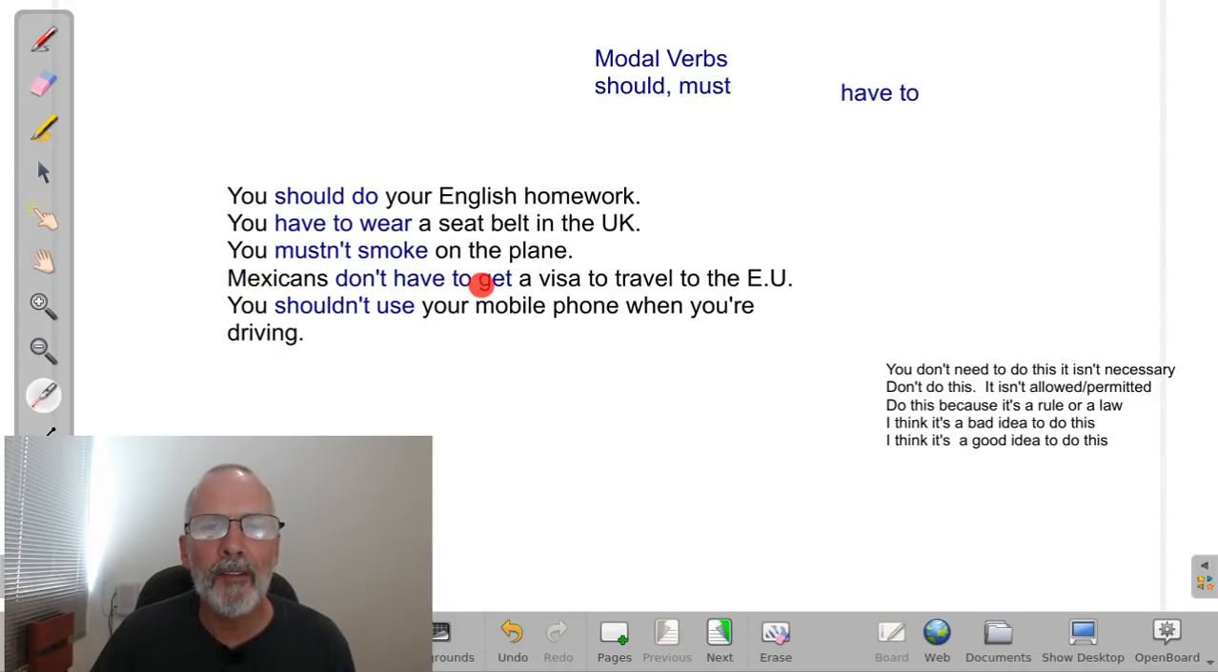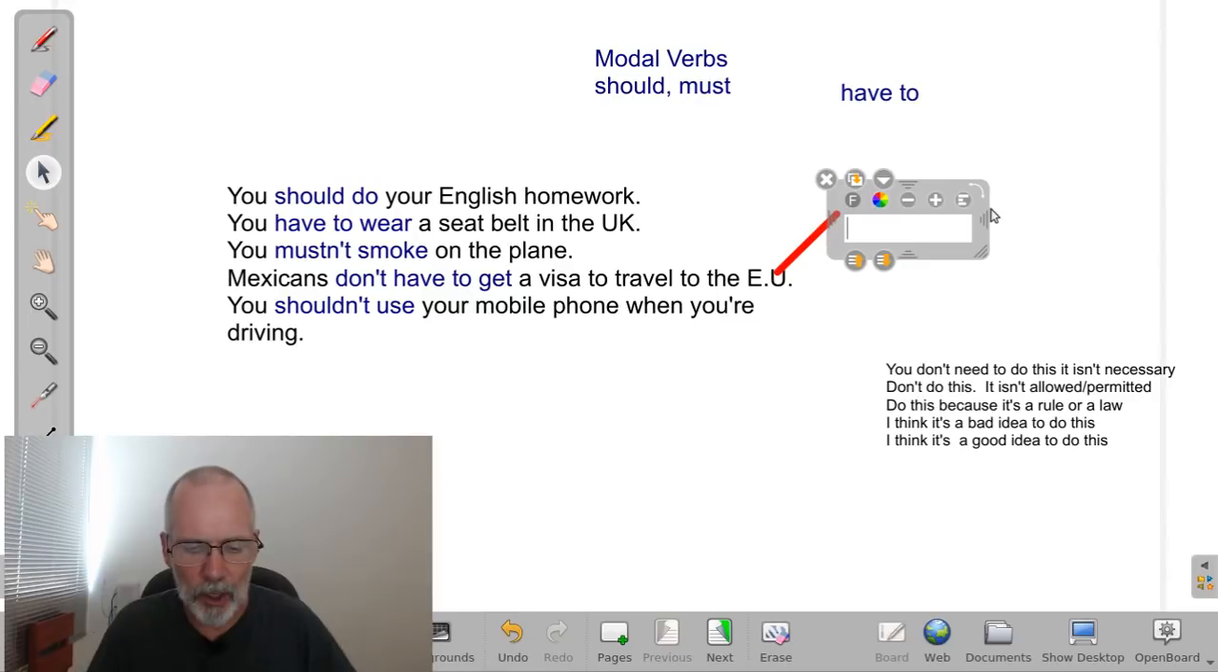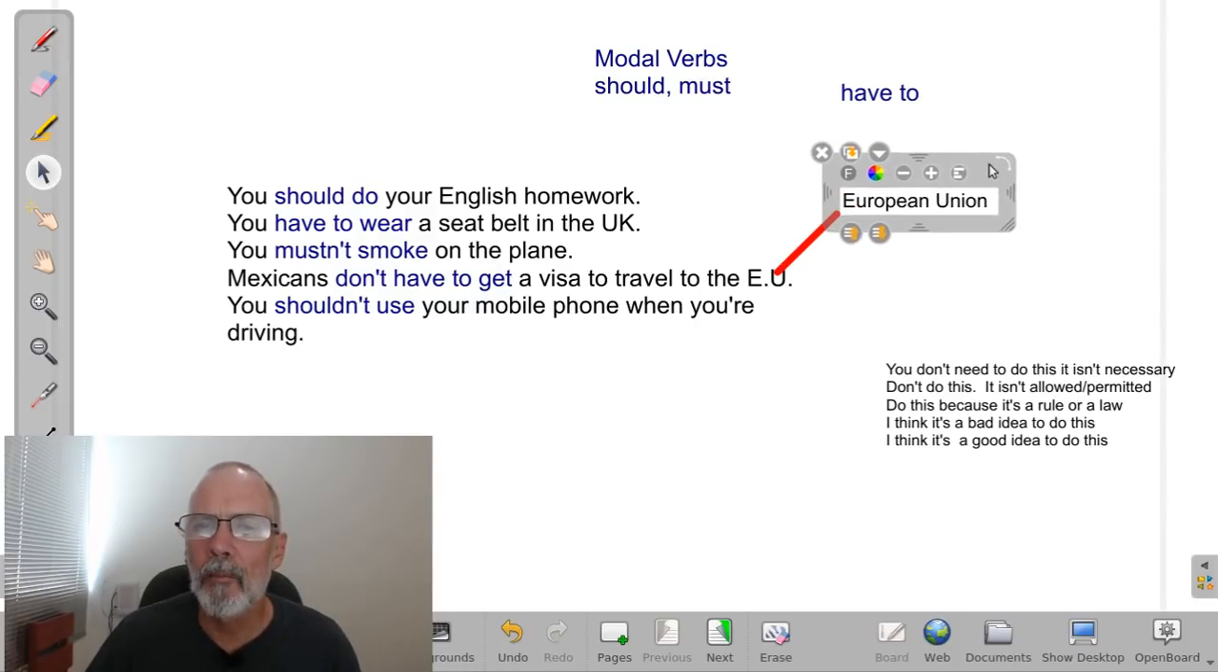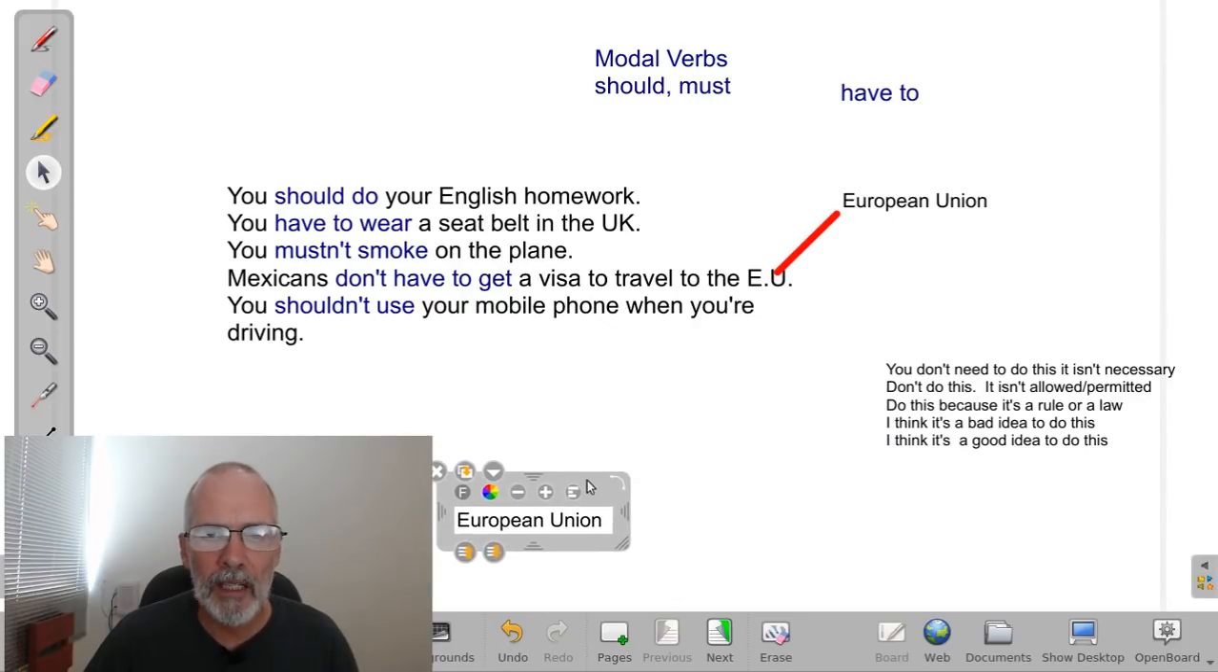Mexicans don't have to get a visa to travel to the EU. Now, if you are a Spanish speaker, don't get confused about EU. This is English, not Spanish. And the EU means, in English, the European Union. So if a Mexican person travels to the European Union, they don't need a visa.